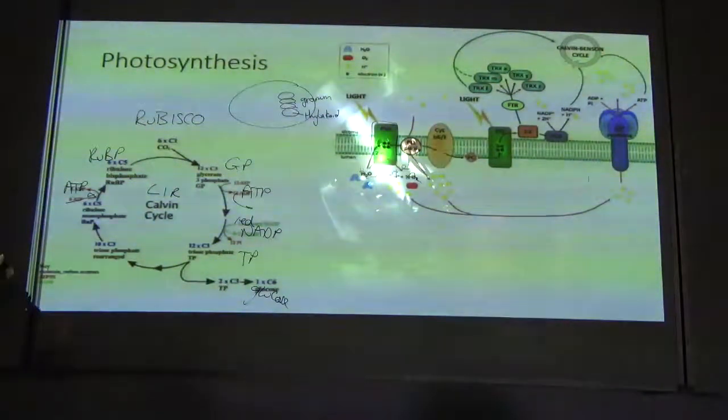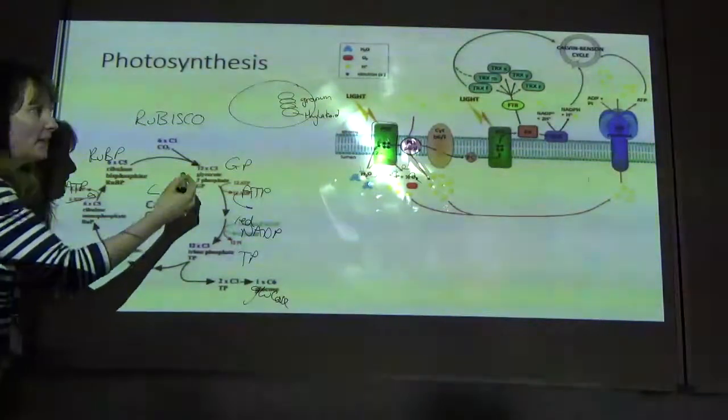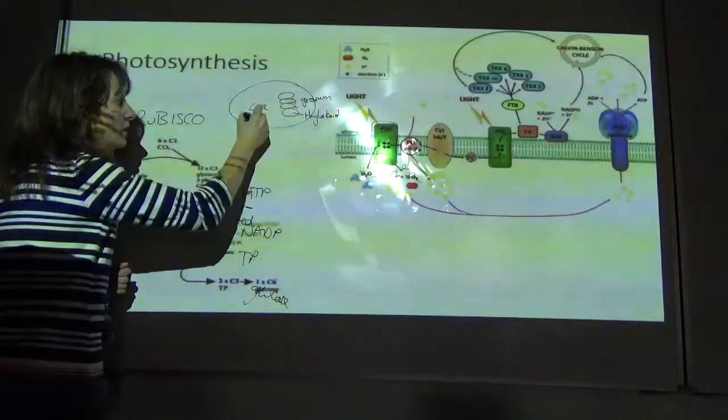And that is an overview of photosynthesis. The light-independent reaction happens in the stroma, and the light-dependent reaction happens on the thylakoid.